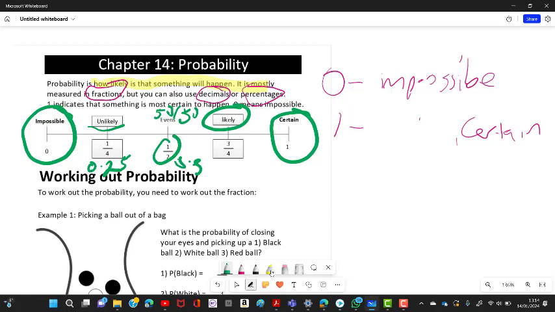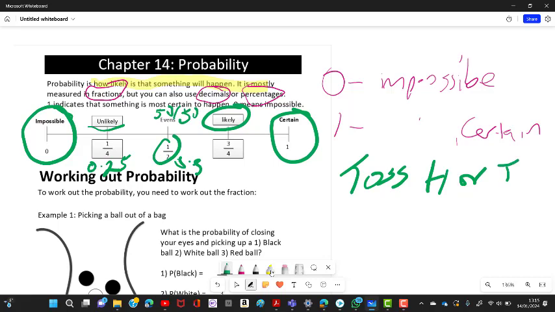So just to recap, 0 is the minimum a probability can be, and 1 is the maximum. If it's 1, it's definitely going to happen, certain. If it's 0, it's impossible for it to happen. In between 0 and 1 is a half, or 0.5. It means it's evens, a 50-50 chance of it happening. An example of a 50-50 chance is tossing a coin. It could either be heads or tails. It's 50-50 when you toss a coin.